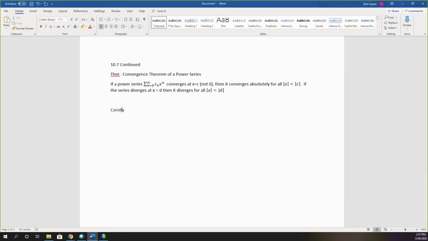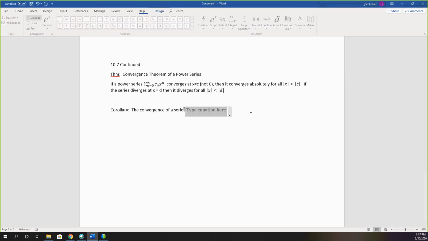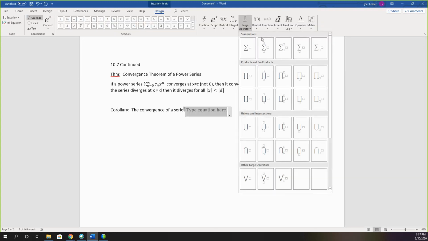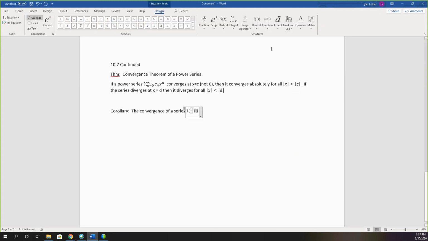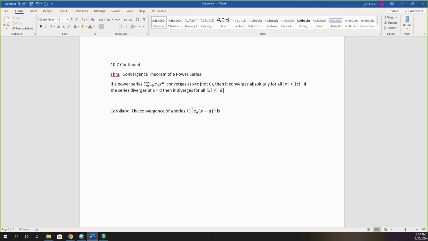This is actually a corollary to the last theorem. The convergence of a series, so this is just a generic series. This one does not have to be centered at 0. Let's look at one that's now centered at a. So the convergence of this series is described by one of the following. And there are 3 different things here.